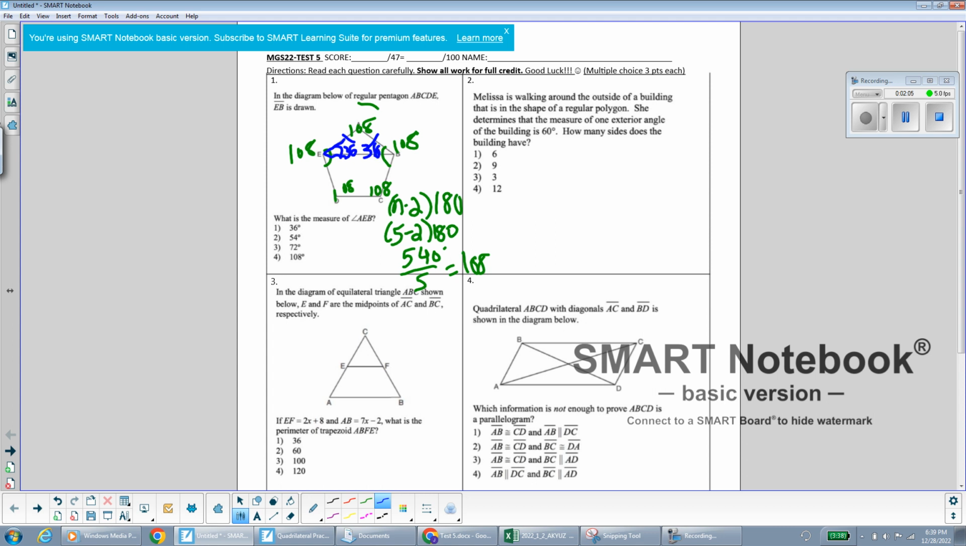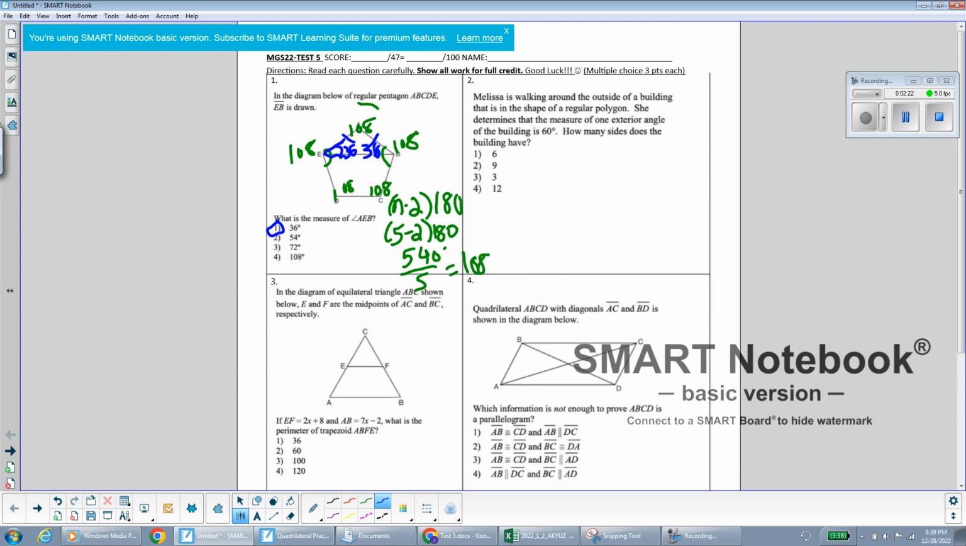Let me double check. Once again, all 3 of these angles should make 180 degrees, since all 3 angles of any triangle add to 180. So if I add 108, 36, and 36, I should get 180 degrees. So that is answer choice number 1.